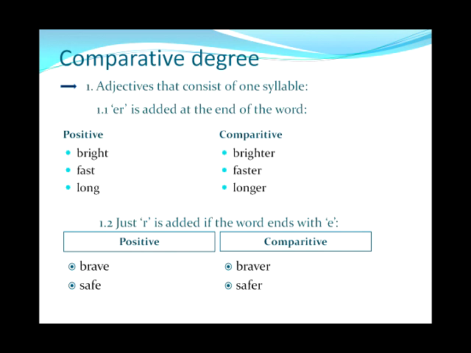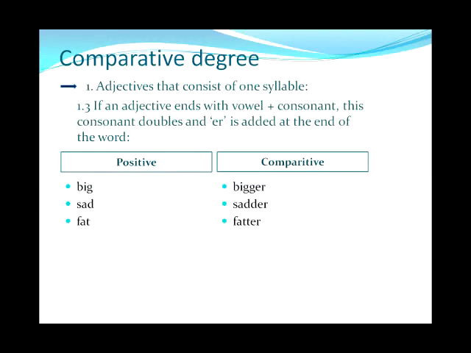If an adjective ends with e, just r is added. The following are examples for these exceptions. The other special case is when the word ends with vowel plus consonant. In this case, the consonant doubles and er is added at the end. Big, bigger. Sad, sadder. Fat, fatter.